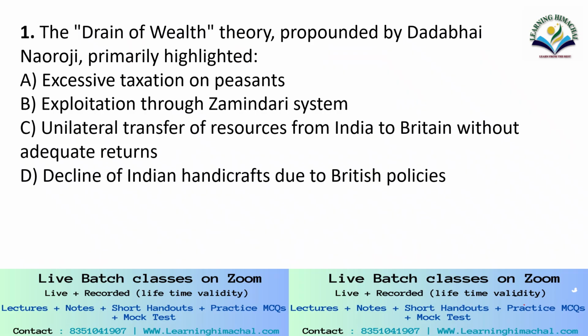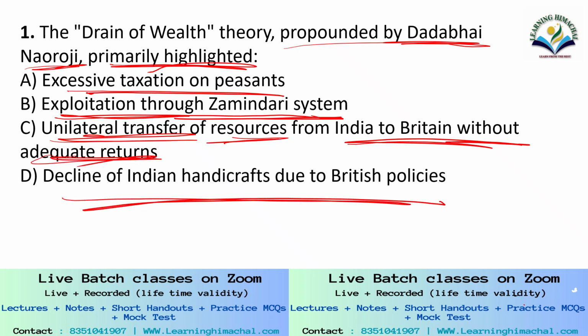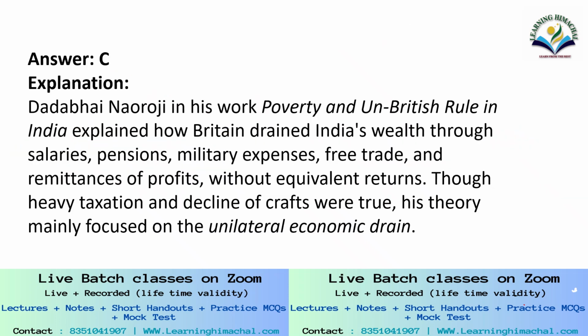Question number one. The drain of wealth theory propounded by Dadabhai Naoroji primarily highlighted excessive taxation on peasants, exploitation through zamindari system, unilateral transfer of resources from India to Britain without adequate returns, decline of Indian handicrafts due to British policies. Correct answer here is unilateral transfer of resources from India to Britain without adequate return. This was the drain of wealth theory.